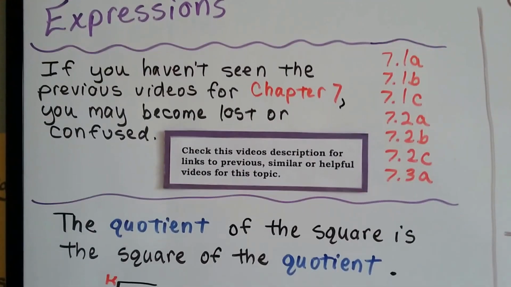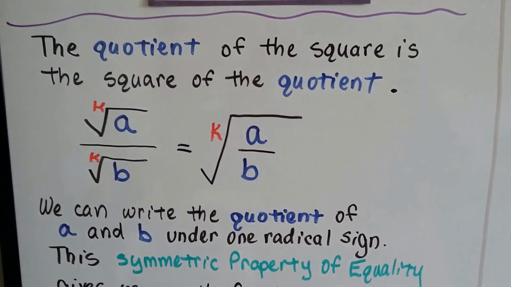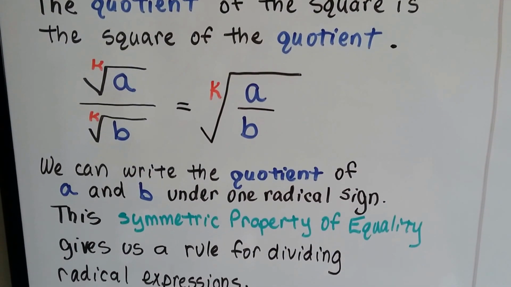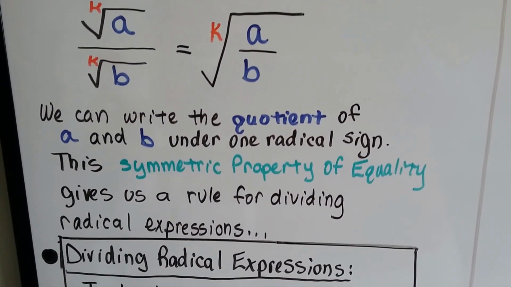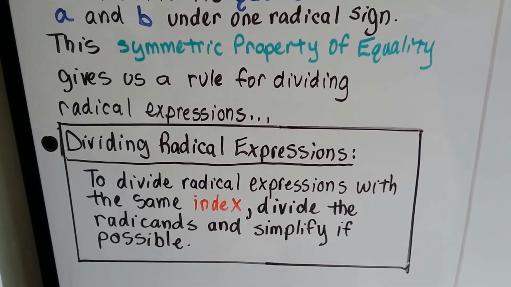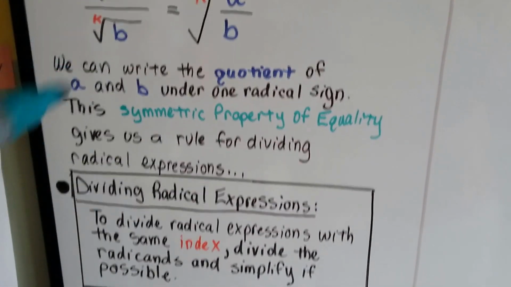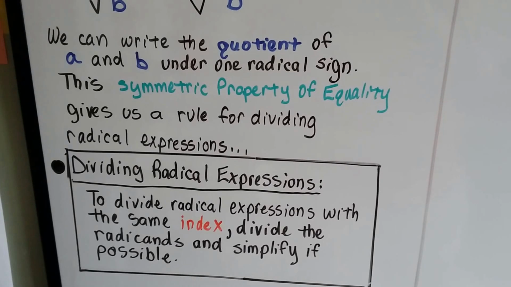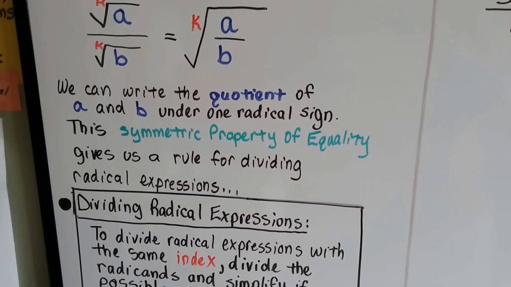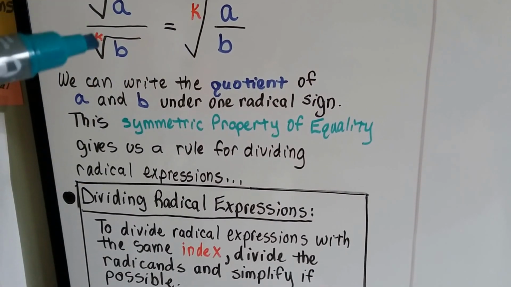The quotient of the square is the square of the quotient. All that's saying is that we can write the quotient of a and b under one radical sign. And this symmetric property of equality gives us a rule for dividing radical expressions. To divide radical expressions with the same index, that means the same root, the same k, we divide the radicands and simplify if possible. We're going to get into what happens when these are different in future videos. But for right now, these have to be the same.